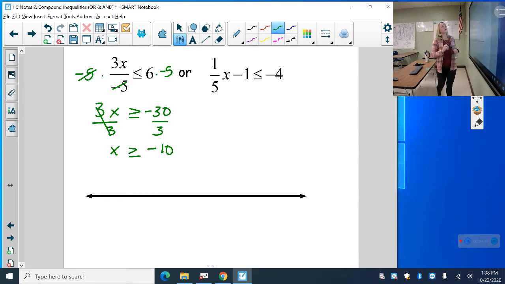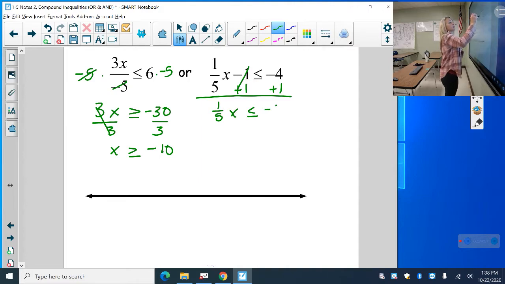For this one, I have to get rid of my addition and subtraction first. So I'm going to add 1. So I have 1/5 x is less than or equal to -3. Now, here's something you might not remember, so I'll refresh your memory. In order to get rid of a fraction, you can multiply by the reciprocal. Multiplying by 1/5 is the same as dividing by 5, so we're just going to multiply both sides by 5. 1/5 times 5 is 1, which is exactly what we want. So x is less than or equal to negative 15. So that's my final answer.